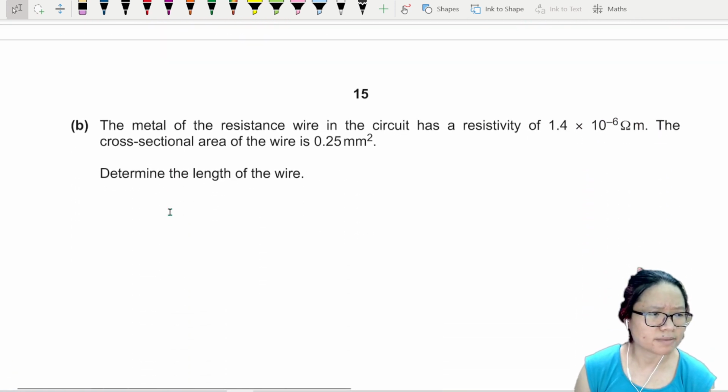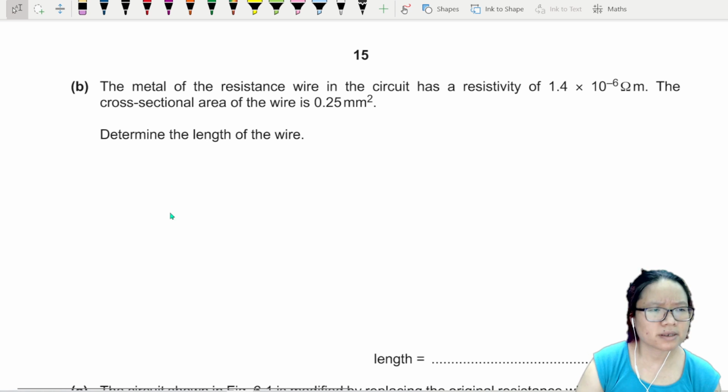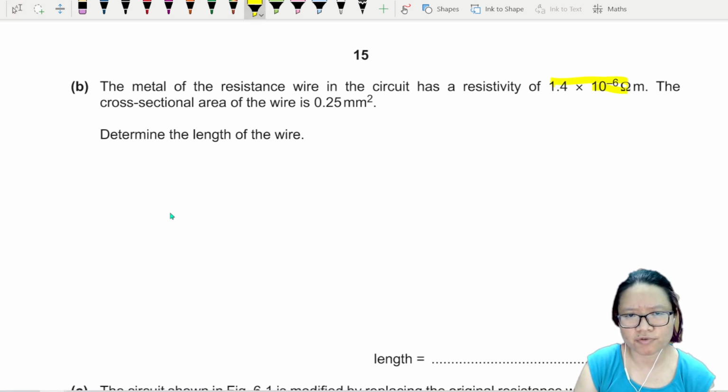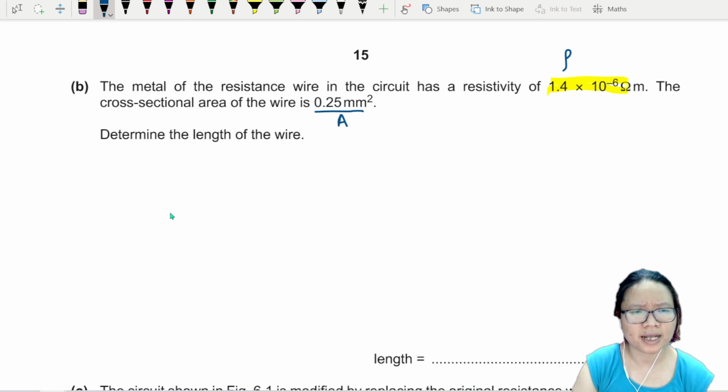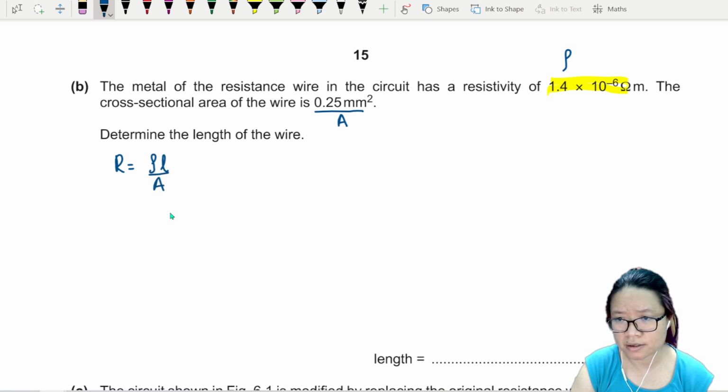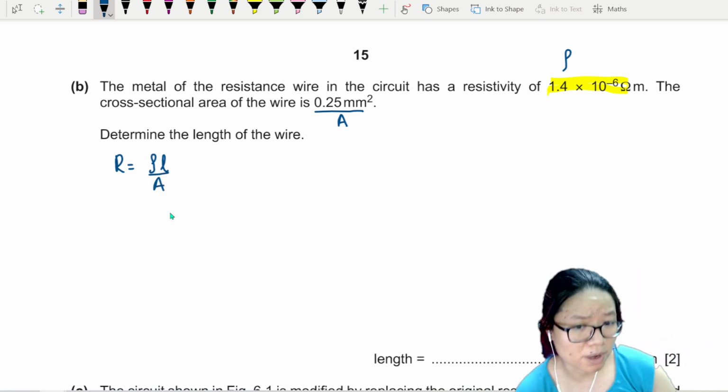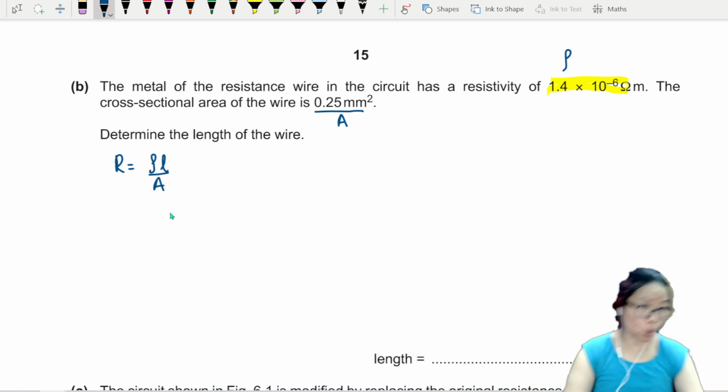Right, easy. Part B. The metal of the resistance wire has a resistivity of 1.4 times 10 to the power of negative 6. This is rho. The cross-sectional area of the wire is 0.25. This is A. Determine the length. So this is the resistivity equation, rho L over A. It's not given, you have to memorize. Okay, or you have to know.